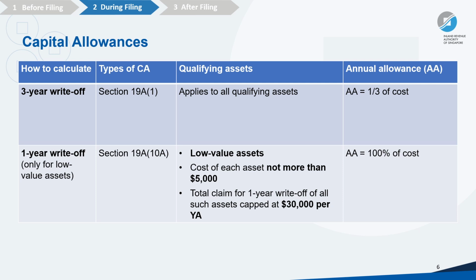These are assets that are originally eligible for a 3-year write-off, but because they are of low value, they qualify for 1-year write-off. Do note that the cost of each asset must not be more than $5,000, and the total claim for 1-year write-off of all such assets is capped at $30,000 per YA.